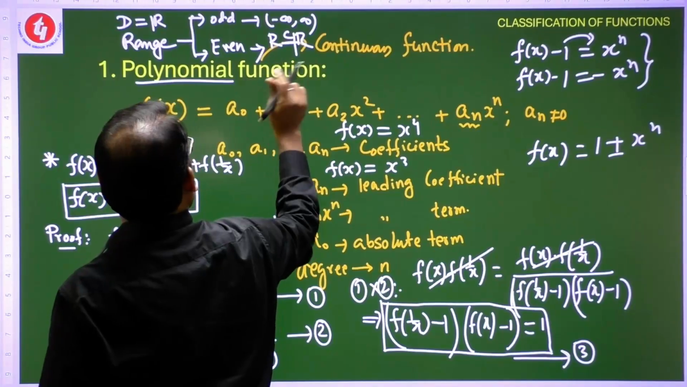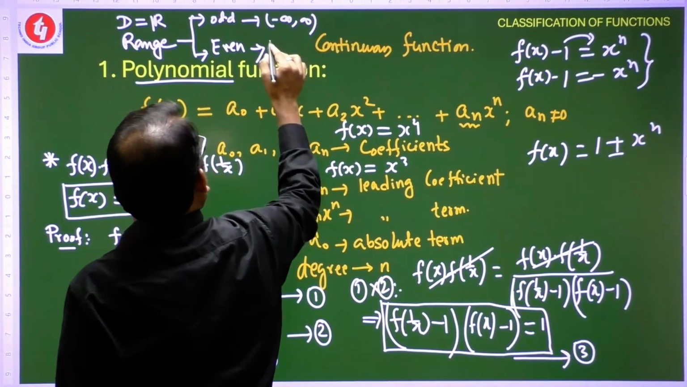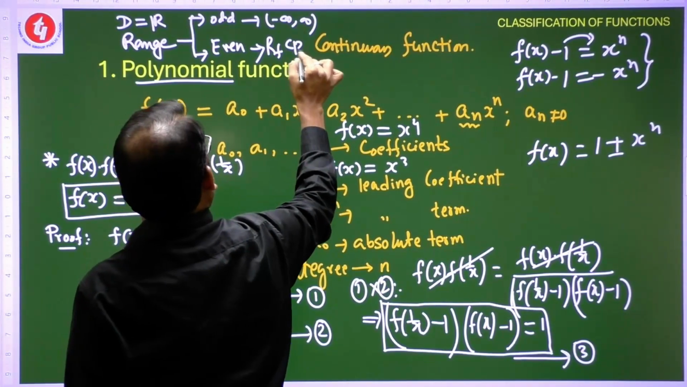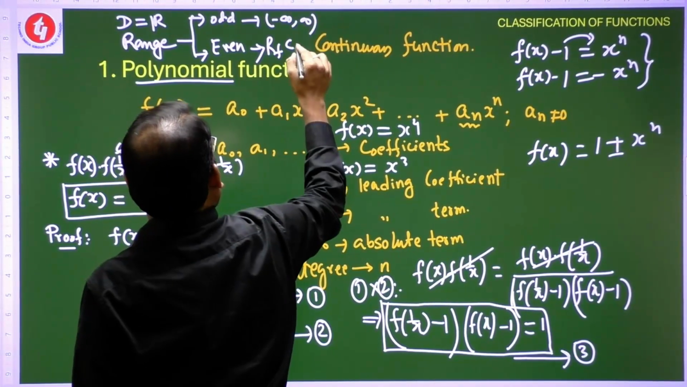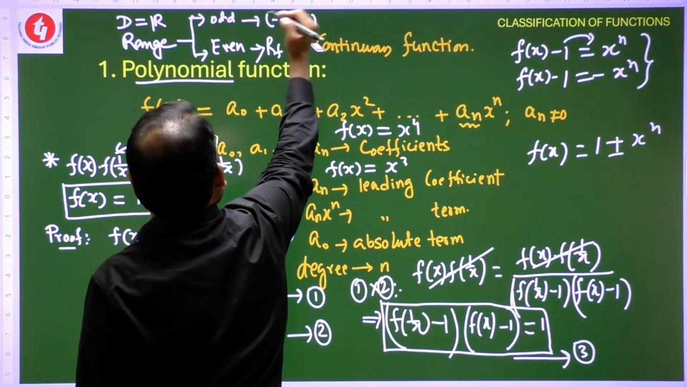This is for the range. Or you can write it in this way: the range of the function f is a subset of the real numbers for even degree. This is the notation of subset.